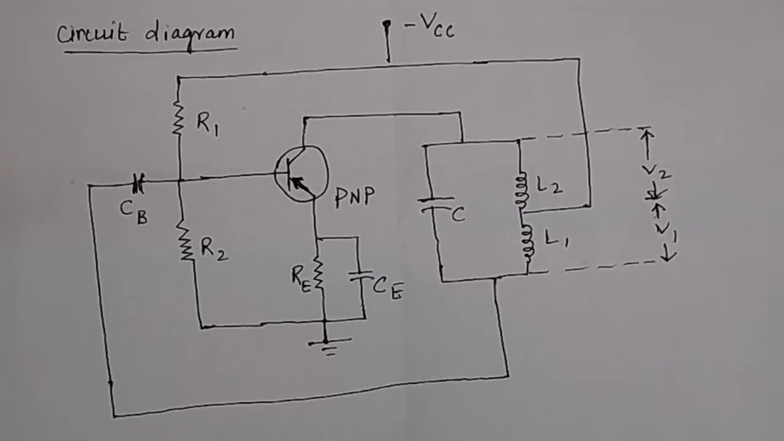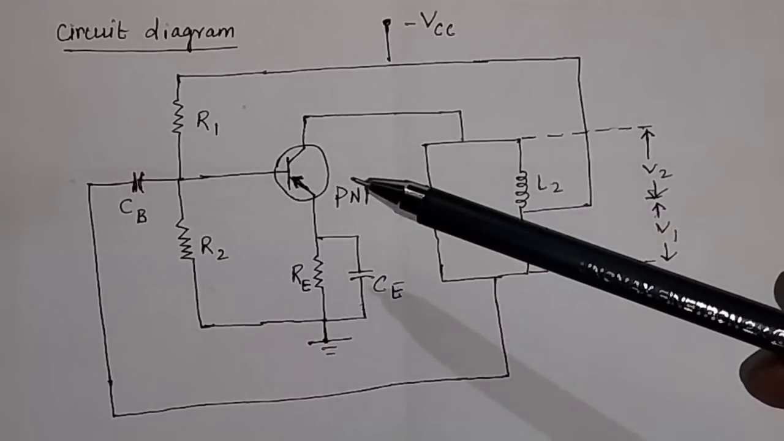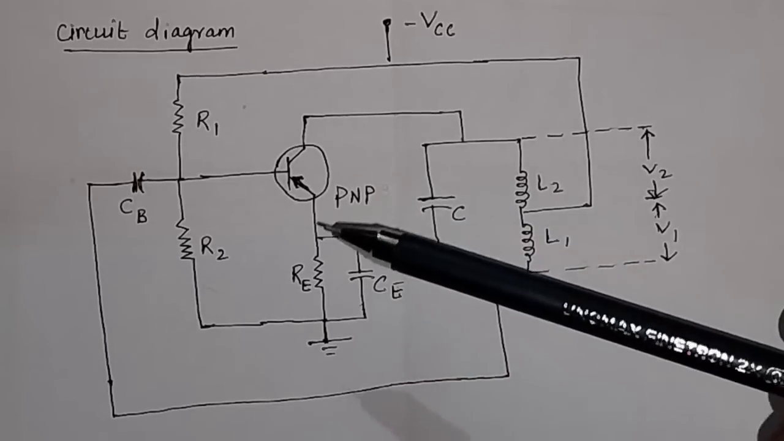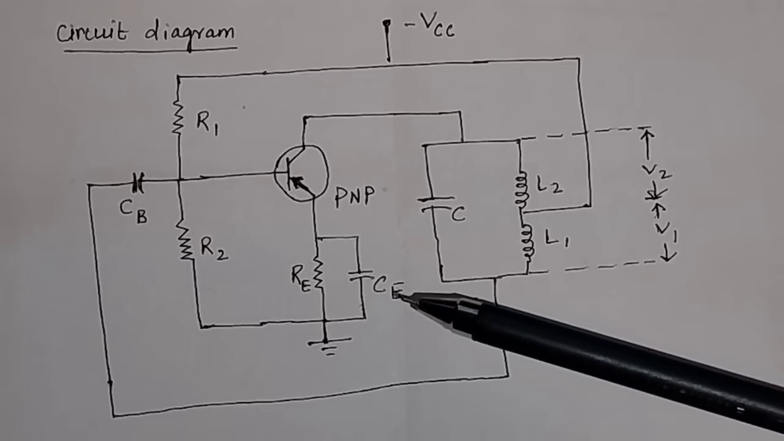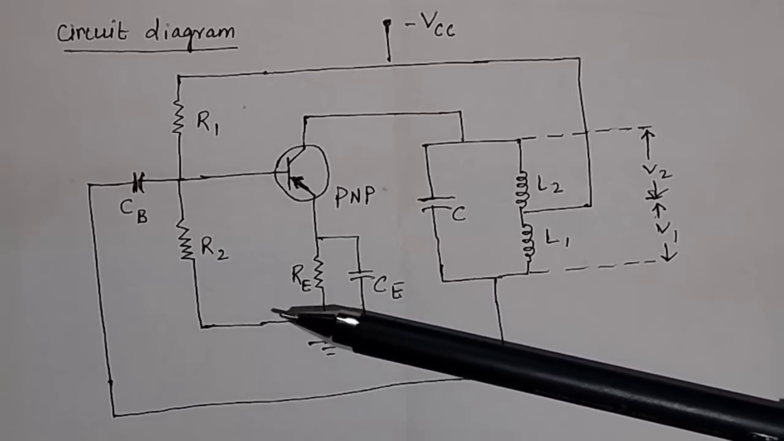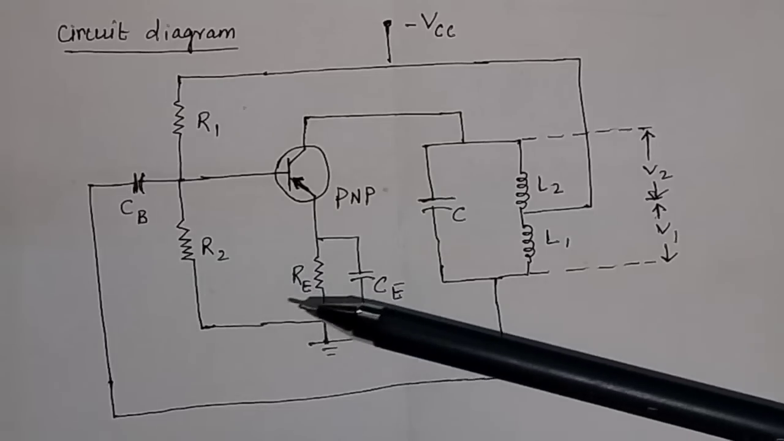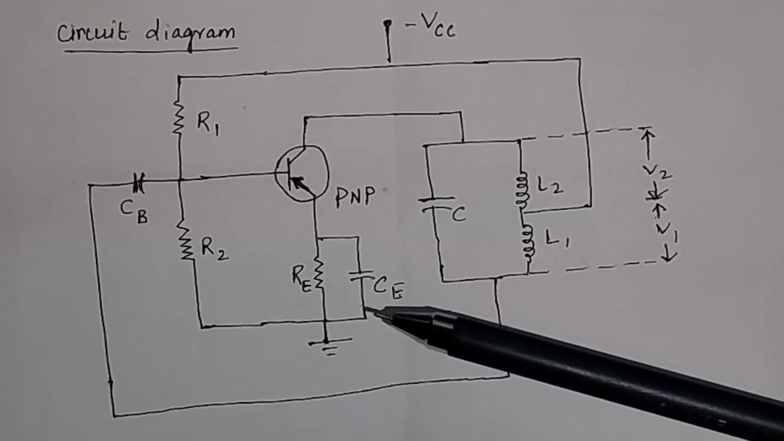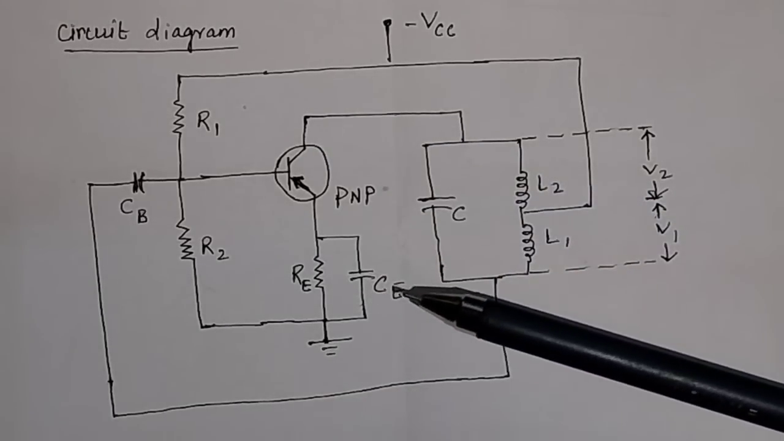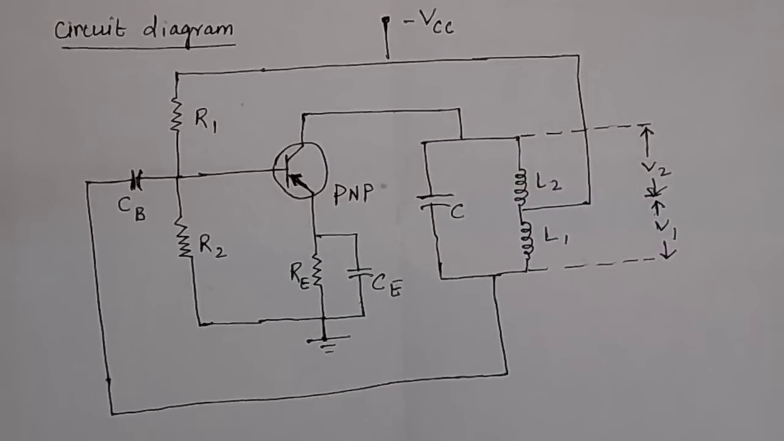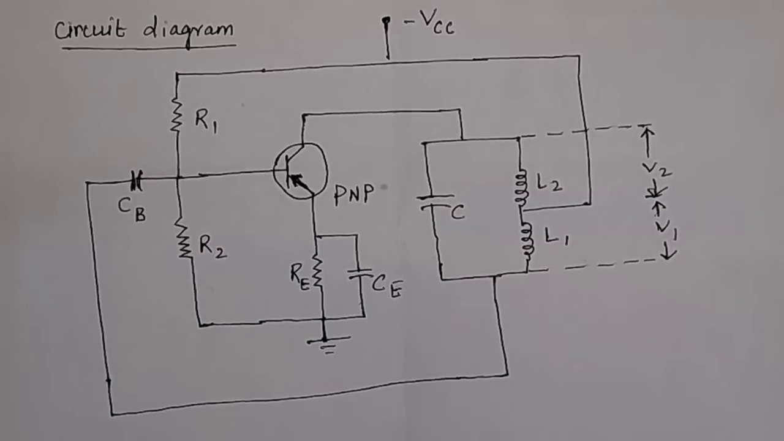Then let us discuss about the circuit diagram. This is the simple circuit diagram of Hartley oscillator. You see, this is a PNP transistor, and you have three resistors. One is your R1, R2 and RE, and one capacitor CE. So these are the three resistors and one capacitor. They are useful for the stabilization of the circuit. That means biasing of the circuit and the stabilization of the circuit.